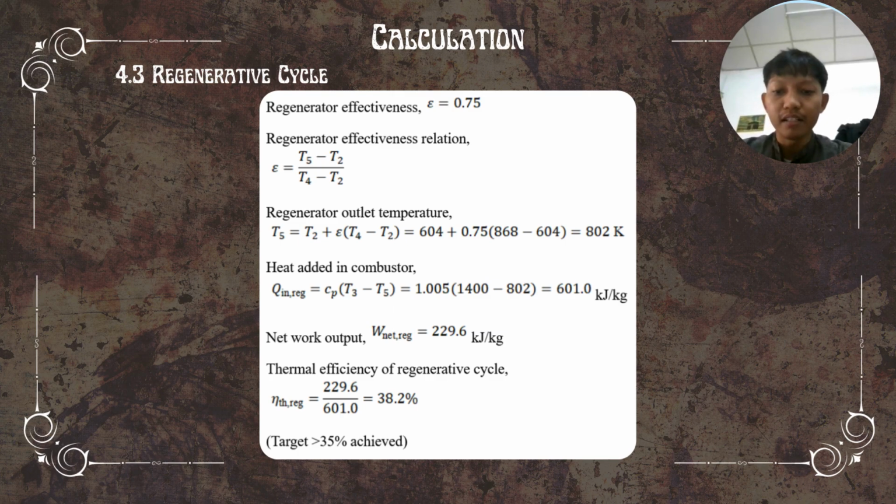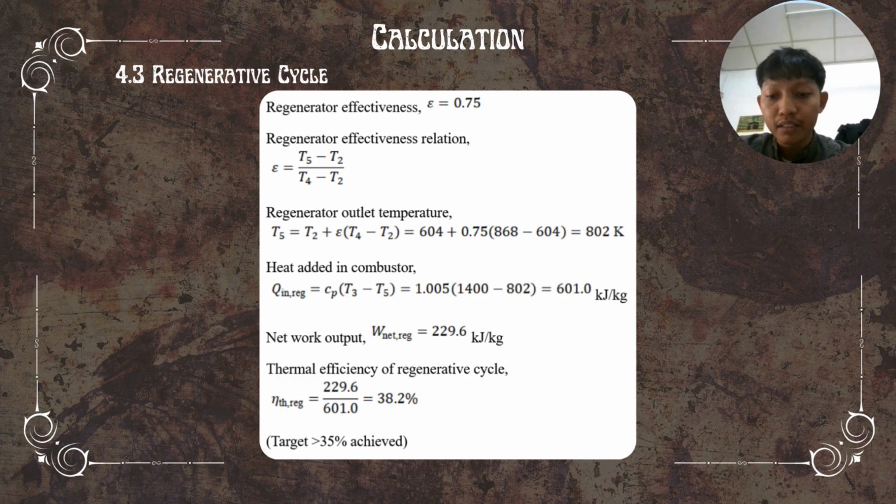Next, we analyze the regenerative Brayton cycle. In this cycle, a regenerator is used to recover waste heat from the turbine exhaust and preheat the compressed air before it enters the combustion chamber. The key parameter here is regenerator effectiveness, which relates the actual temperature rise of the compressed air to the maximum possible temperature rise. Using this effectiveness, the regenerator outlet temperature is calculated.